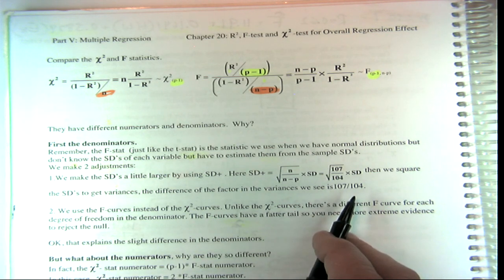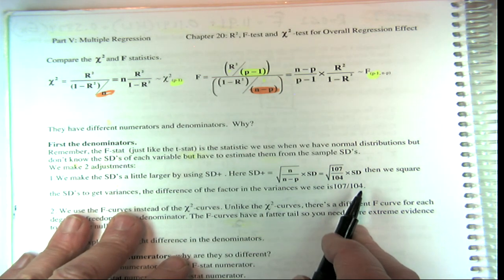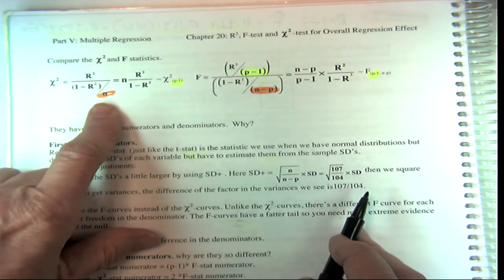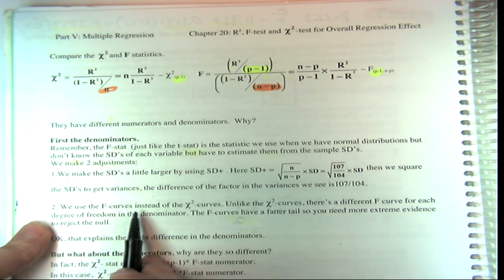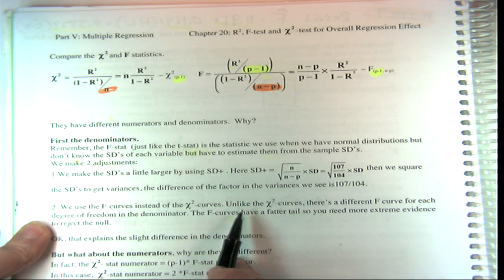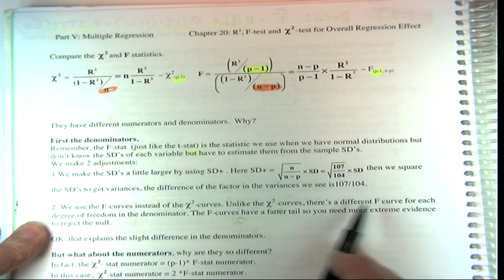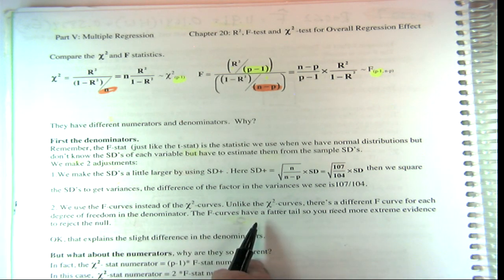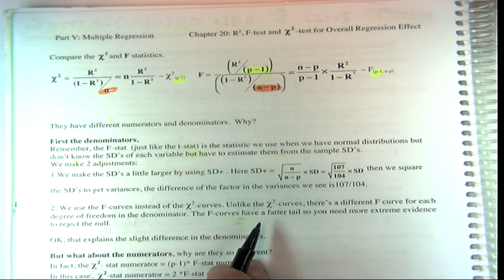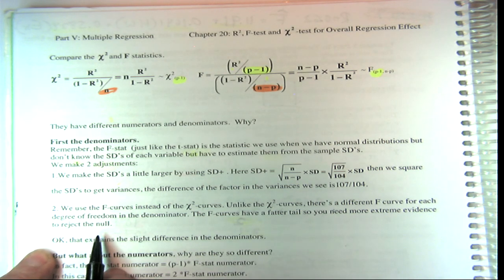Okay, so here you have, in this case, 107 over 104. See, because we had 107 here, and here we have 104. Now, we use the F curves instead of the chi-square curves. And unlike the chi-square curves, there's a different F curve for each degree of freedom in the denominator. The F curves, just like the t, have a fatter tail compared to the chi-square and the normal. So you need more extreme evidence to reject the null.